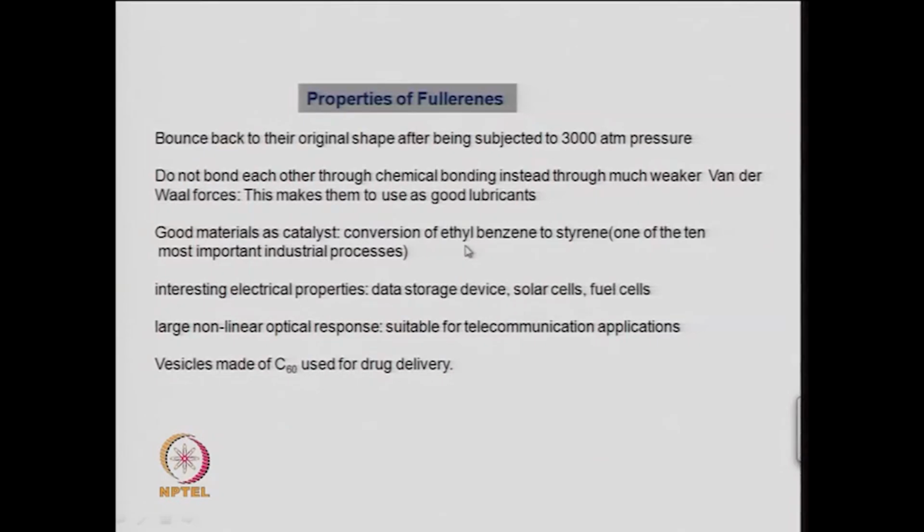For example, a very important industrial process, which is one of the 10 most important industrial processes in the world, is to convert ethyl benzene to styrene, and fullerenes like C60 have been shown to be good catalysts in this conversion of ethyl benzene into styrene. There are other properties like electrical conductivity, which can be used in data storage devices, in solar cells and in fuel cells. These fullerenes also show a large nonlinear optical response.